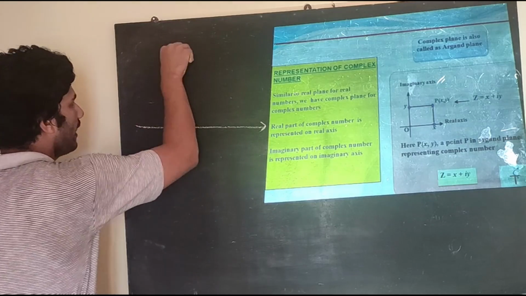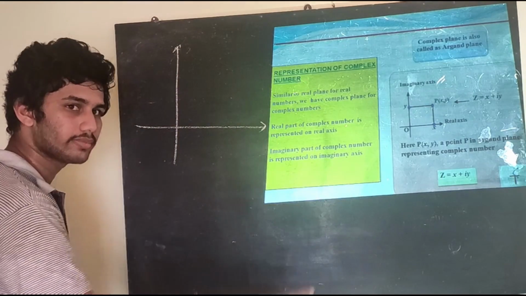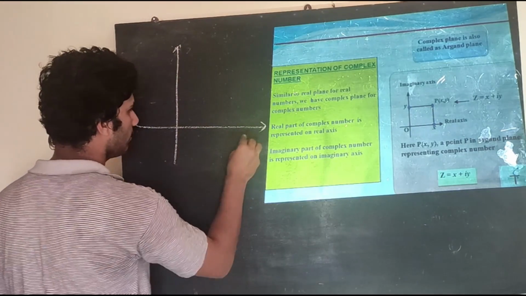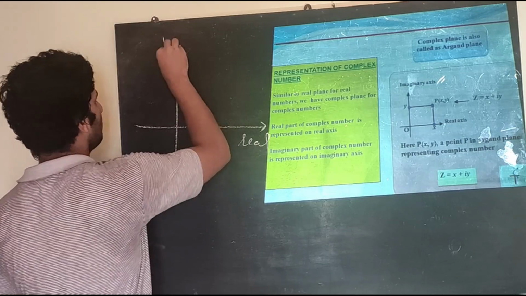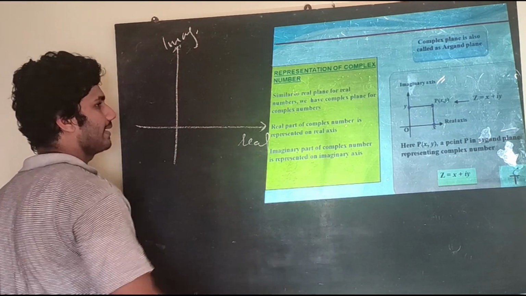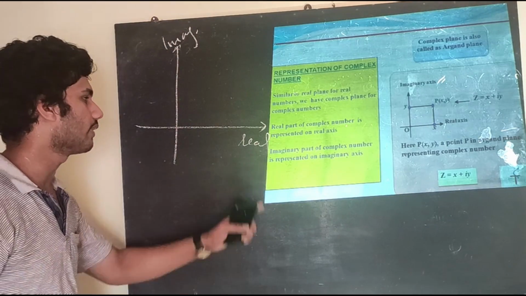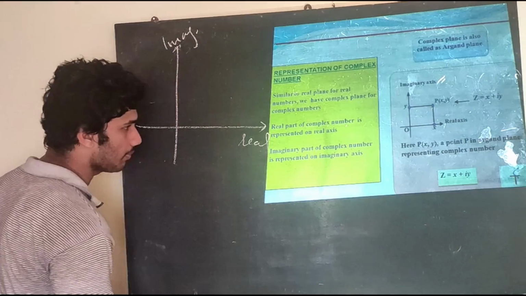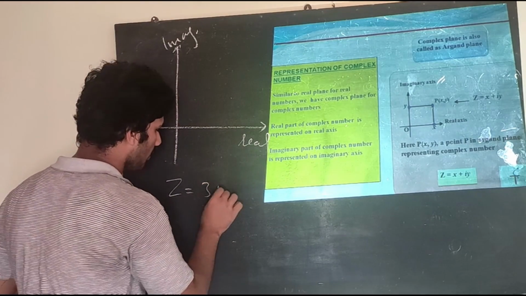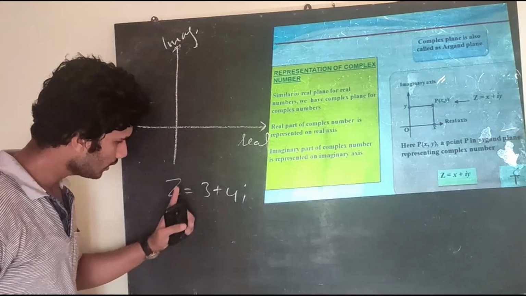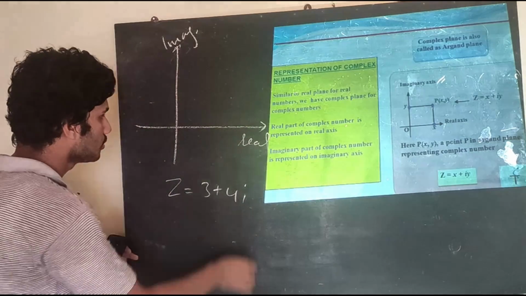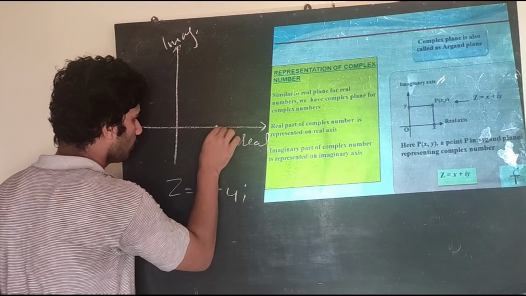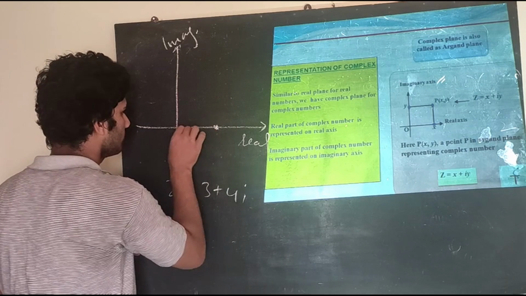In the Argand plane, we don't have x and y axes like in the Cartesian plane. We have a real axis and an imaginary axis. And how to plot this? Let's take an example. Z is equal to 3 plus 4i. 3 is the real part. So plot the real part over here, 3. This is 3.